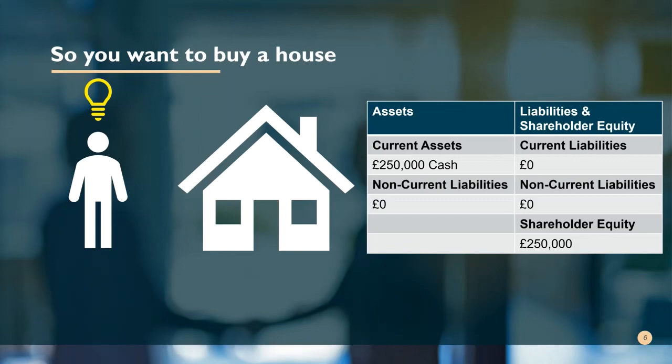Now we know the different sections of the balance sheet. What does it all actually mean? I'm going to run you through two examples today. First up, looking at a person buying a house, and next, I'll run you through an actual company's accounts.